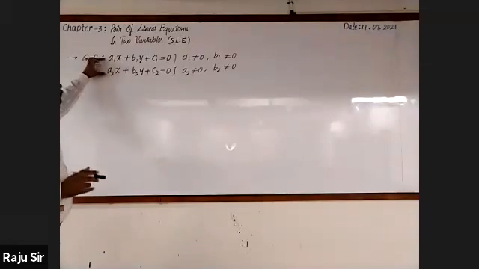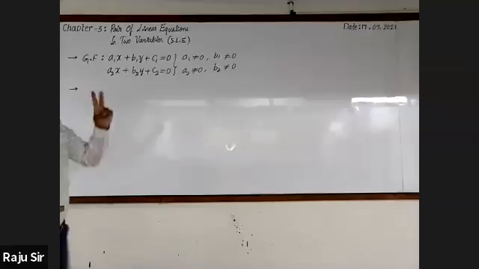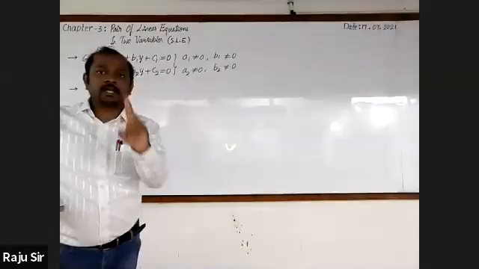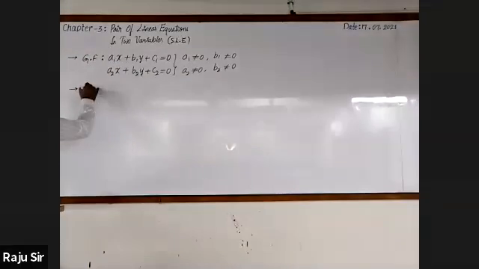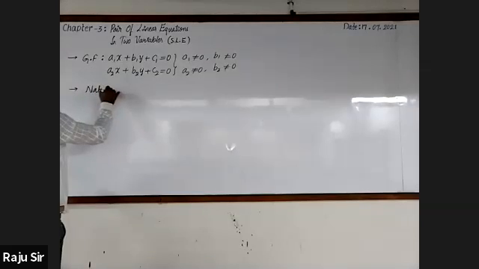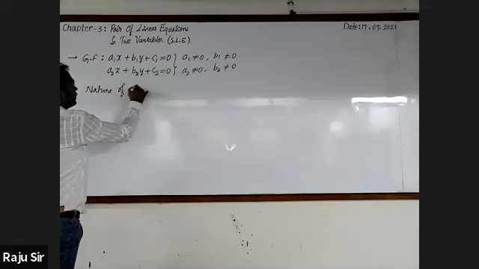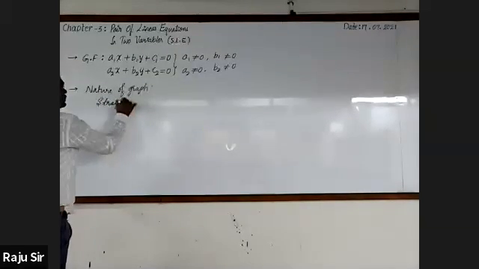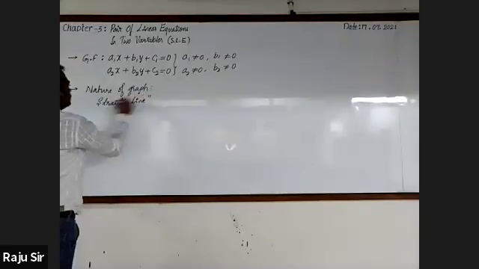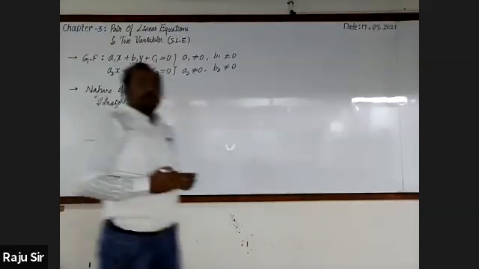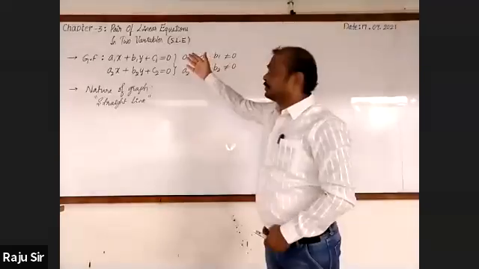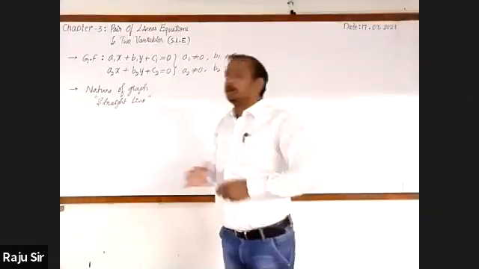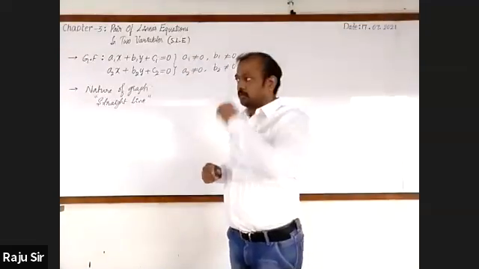As we have two equations, so there will be two straight lines. So here I'll write nature of graph. It is straight line. But as I said, there are two equations. There will be two straight lines.